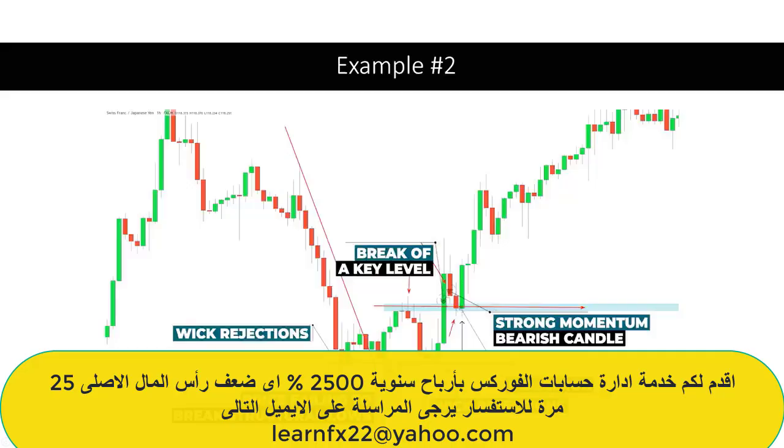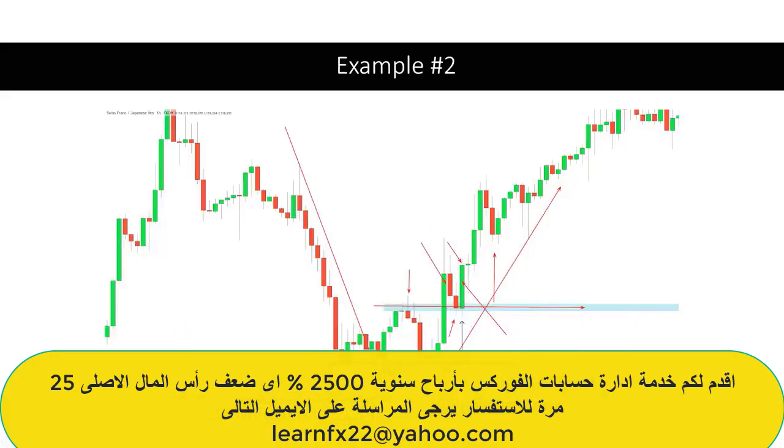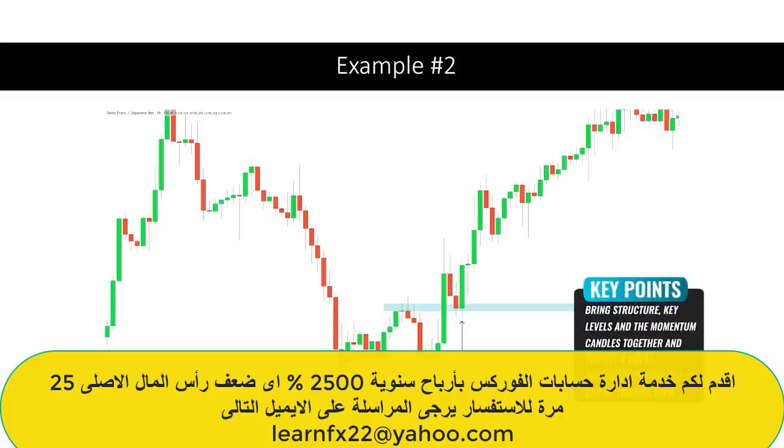After the depletion, what do we see? A very strong bullish momentum candle with a strong close to the upside, comparable to the candles to the left here, is very convincing that if we want to take a trade, there's a very high chance price will continue up. And as you can see, this is exactly what happened. So this is how we look at our momentum candles. As you can clearly see from the two examples, they're fairly similar, a very simple process, and very easy to identify. Bring structure, key levels, and the momentum candles together, and you get a great indication of how you could be trading them.